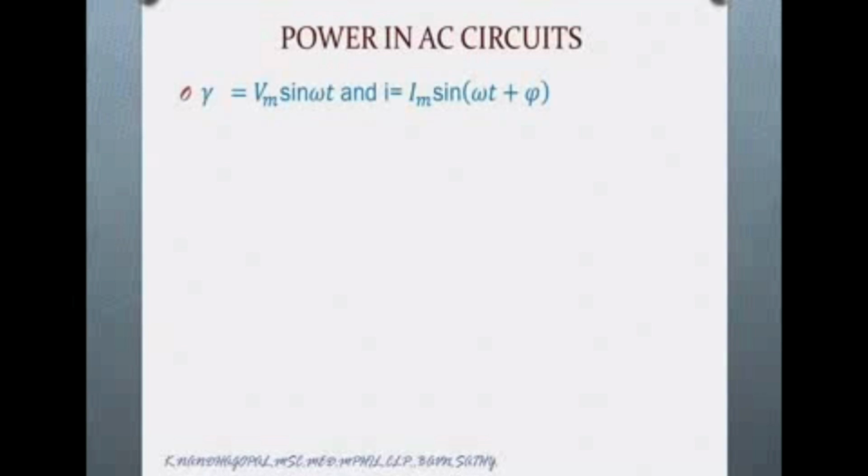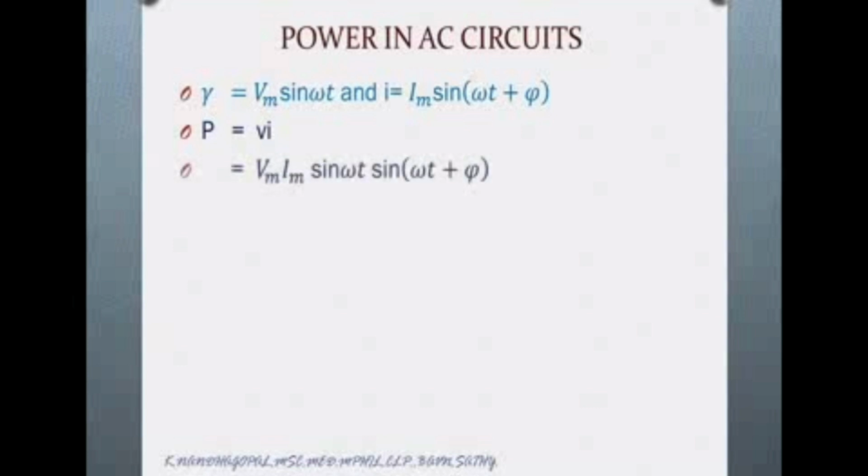So we know that V equal to Vm sin omega t, that is for potential. For current, I equal to Im sin omega t plus phi. So plus phi means we are taking that current leads the voltage. That means we have connected the capacitor. It's understood. Okay. So power equal to, you know the formula, V into I.